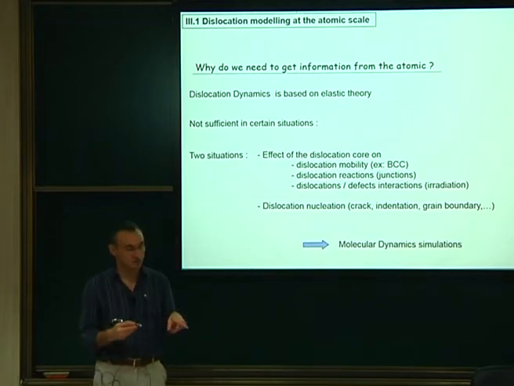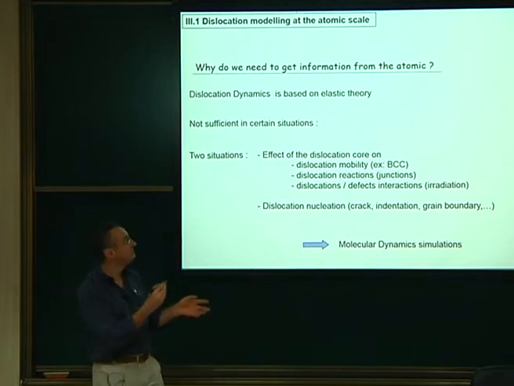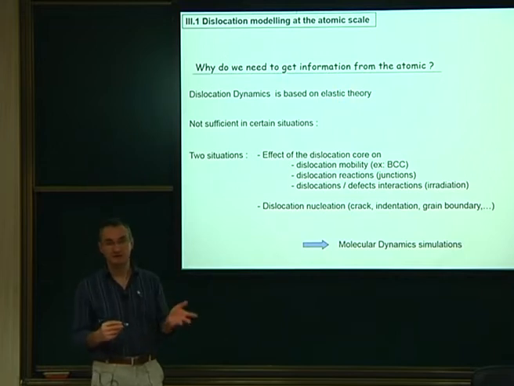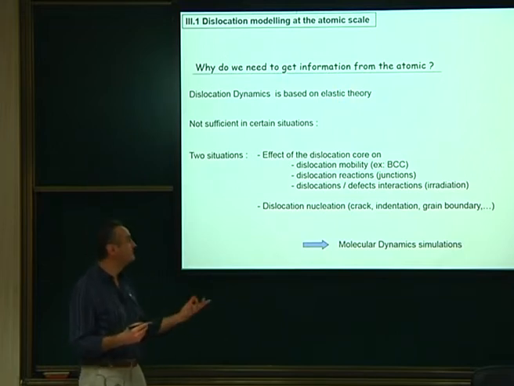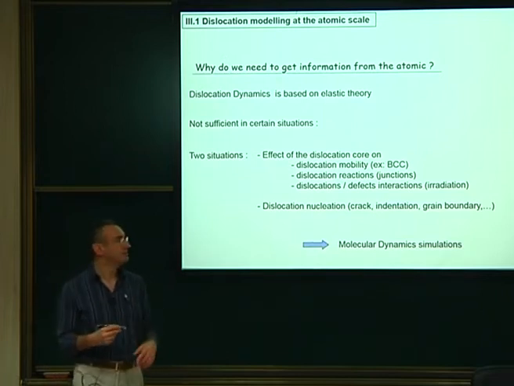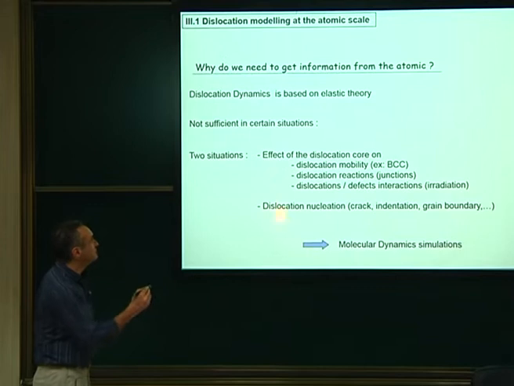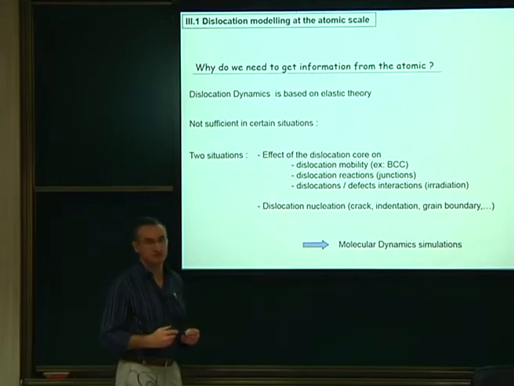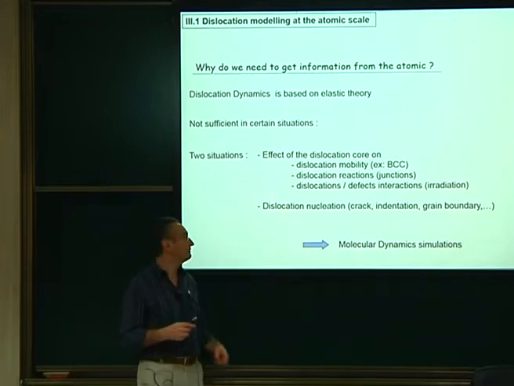And it is finite just because there is some core effect, which could not be handled by dislocation theory, by elastic theory directly. So there is something which depends on this core here. It depends only on atomic features. The dislocation mobility also is something that depends on the local behavior of your dislocation.